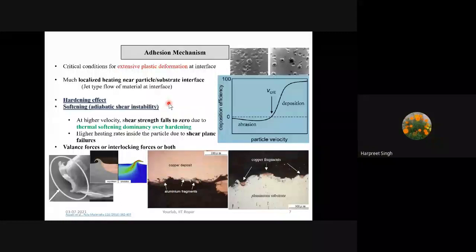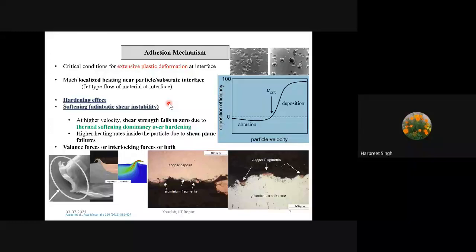Now in adiabatic shear instability, they say that at very high velocity shear strength falls to zero due to thermal softening dominance over hardening, right? And there are higher heating rates inside the particle due to shear plane failures. So then the particle, just like it flows, impinges on the surface. And some people say balanced forces or interlocking forces or both are there, right? So some people say it's like a metallurgical bonding, some say no, it's only mechanical and so on.